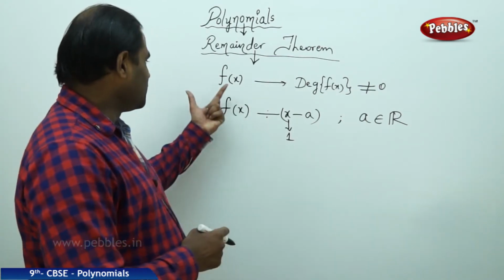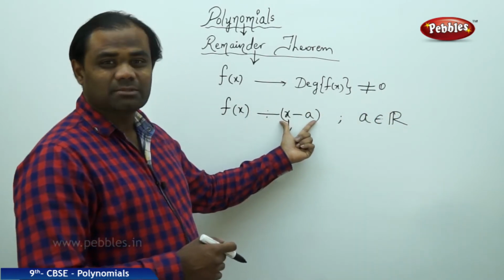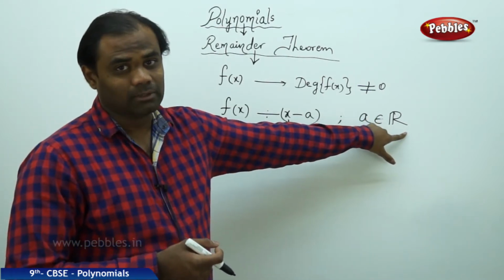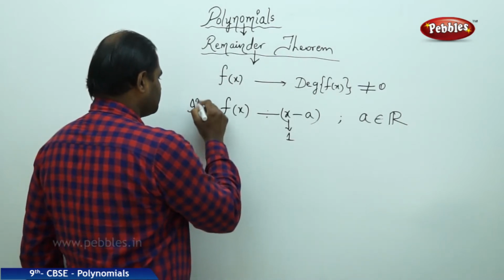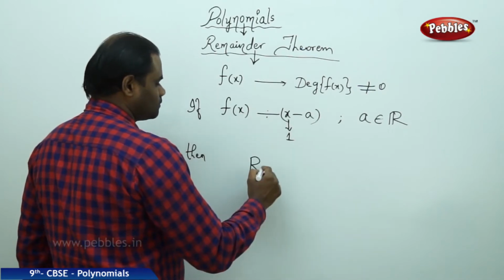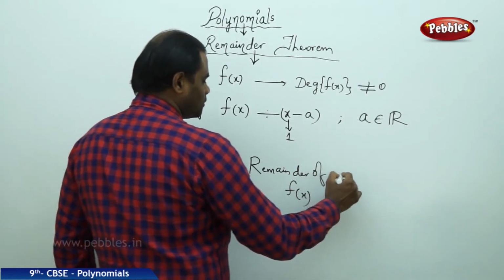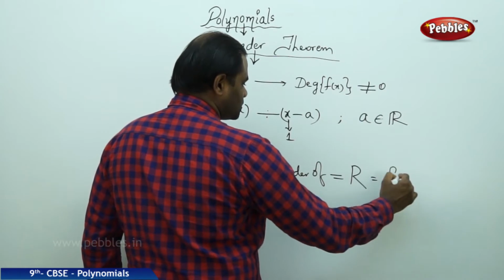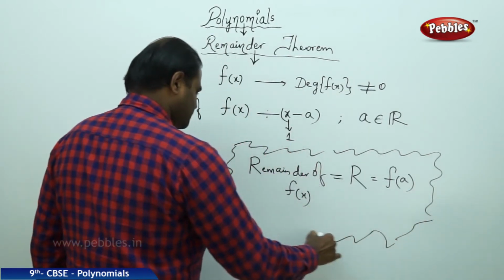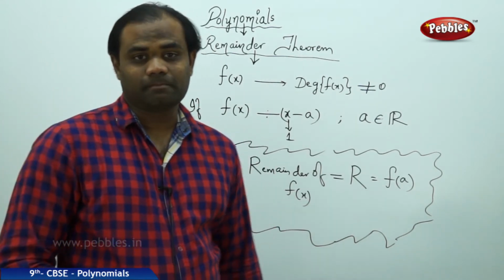So my theorem says that if a polynomial f of x whose degree is non-zero is divided by a factor x minus a, or a linear polynomial x minus a with a belonging to the set of real numbers, then the remainder of f of x, denoted by capital R, is nothing but f of a. This is how I understand the remainder theorem in its own definition.